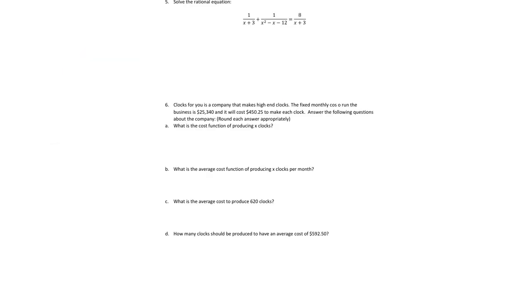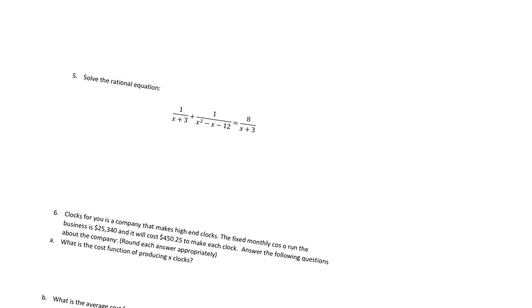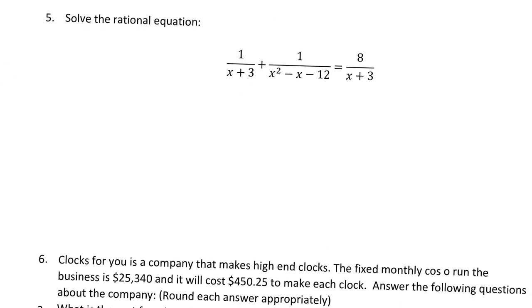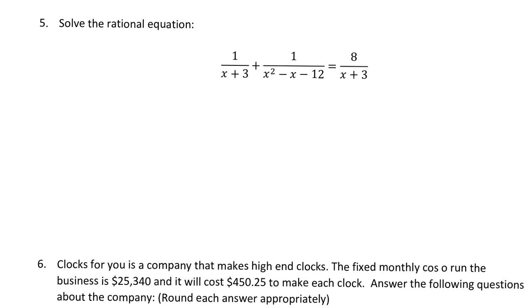Okay, let's look at 5. We have solve the rational equation. There's actually more to this problem on the test. They do say one thing, and that is that they want you to state the restrictions. That is going to be part of solving this problem. So it says solve the rational equation, but let's also write the restrictions.